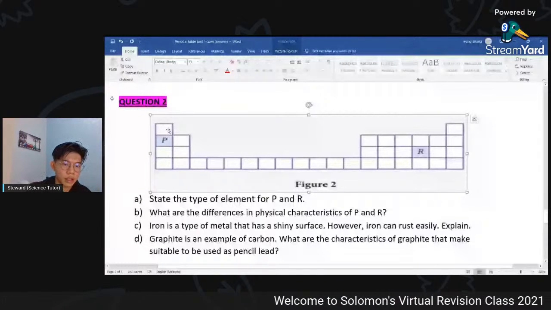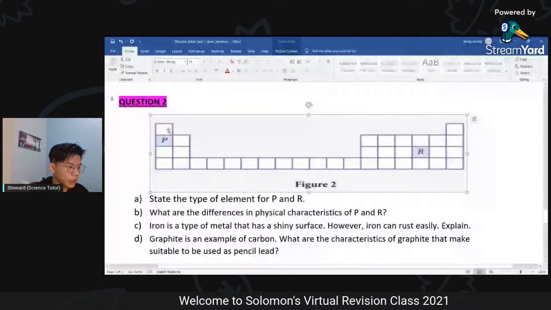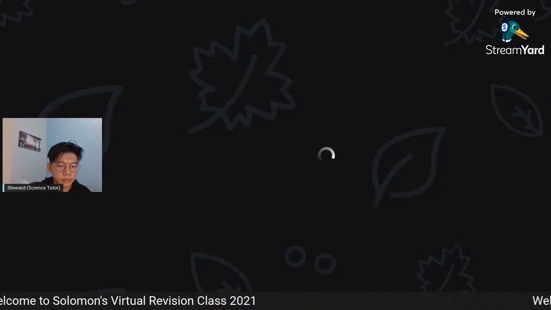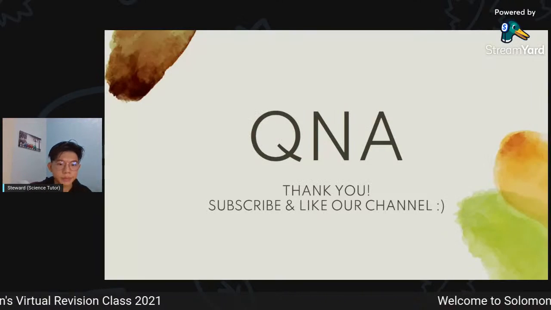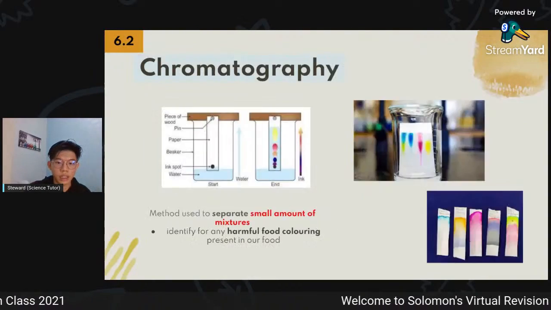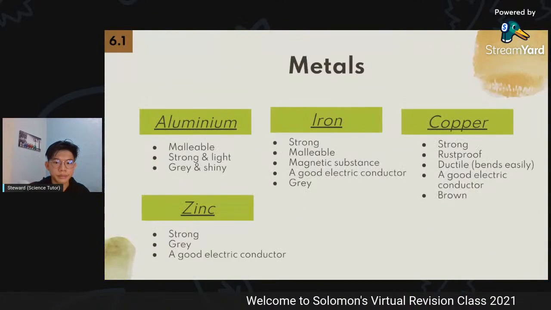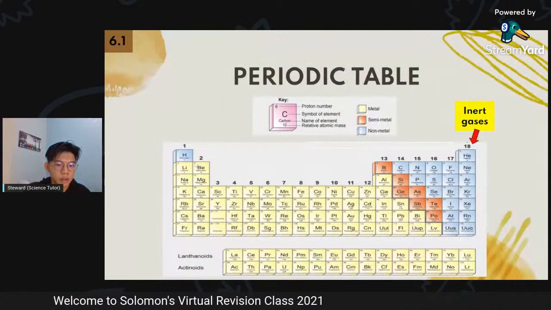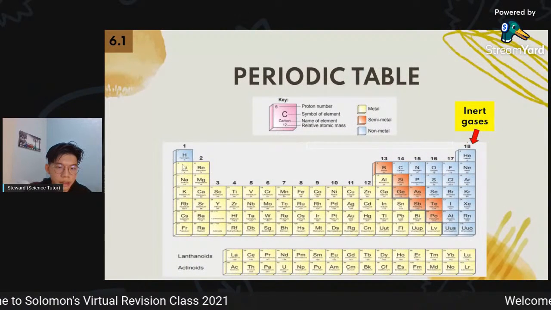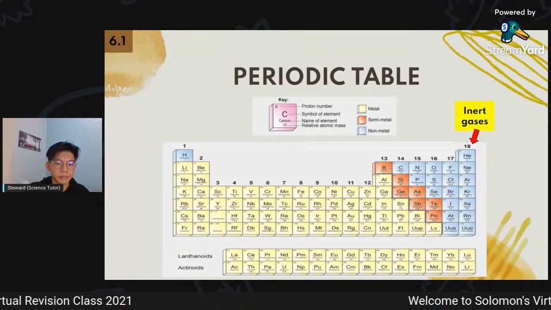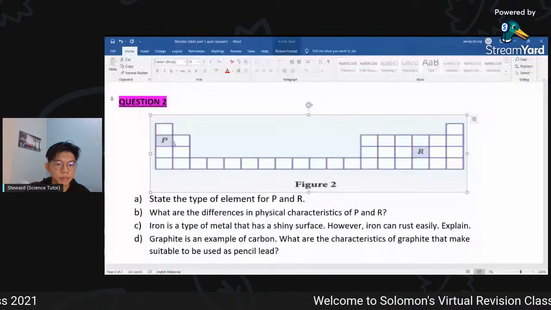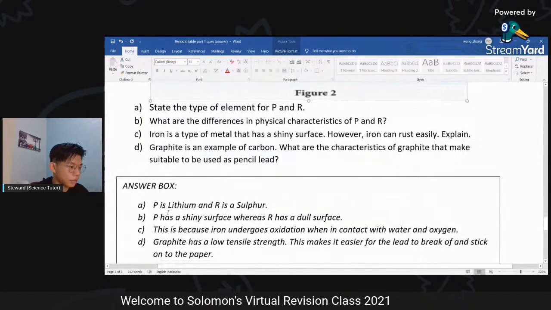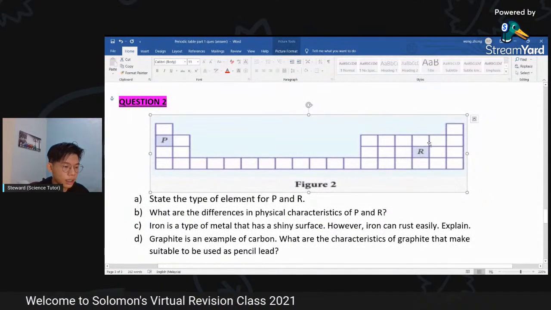Kalau untuk ni, P ni, dia ialah... show this one. Dia ialah ni. Periodic table. Okay. So tadi kan box kedua. So ni lithium. Okay, lithium kan. Dah ada lithium. So this one is the lithium. Okay, so P is lithium. What about for R? R kat sini.